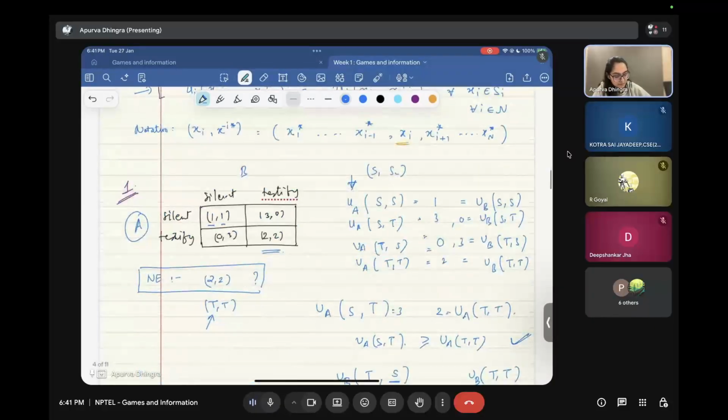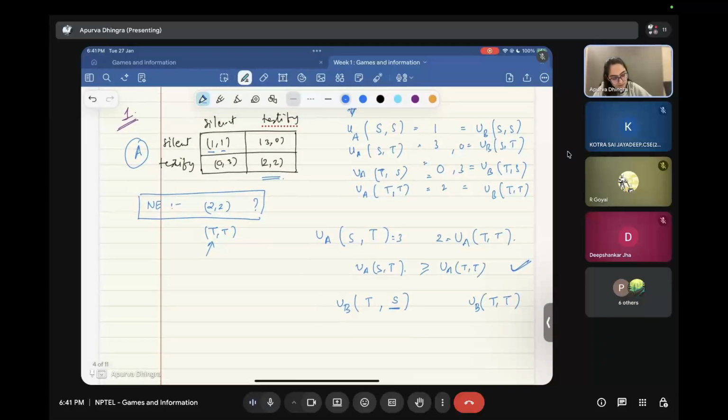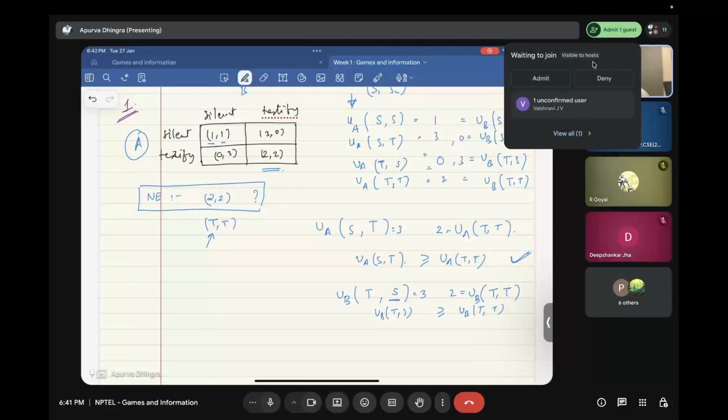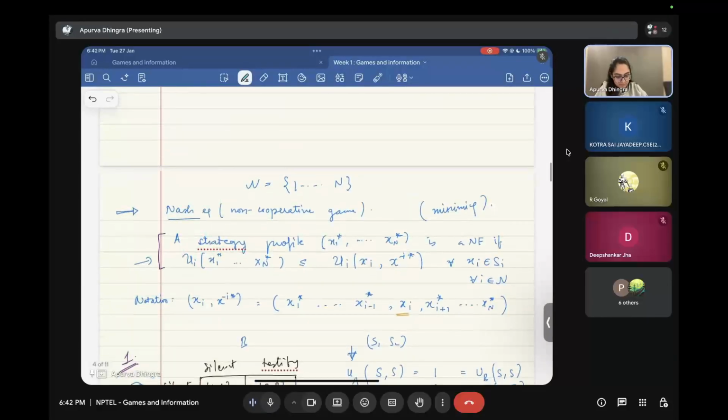Okay, and we see that it holds for prisoner A. Now we are just looking at prisoner B. For prisoner B, you can see what is happening here is UB of TT is 2. UB of TS, what is that? That is 3. Again, the same inequality holds. Meaning, this is the Nash equilibrium, because for our game, all of this holds.